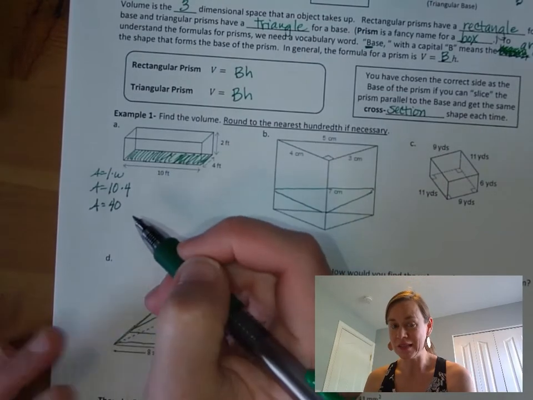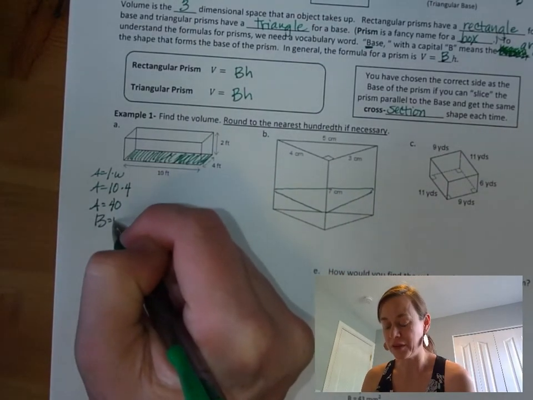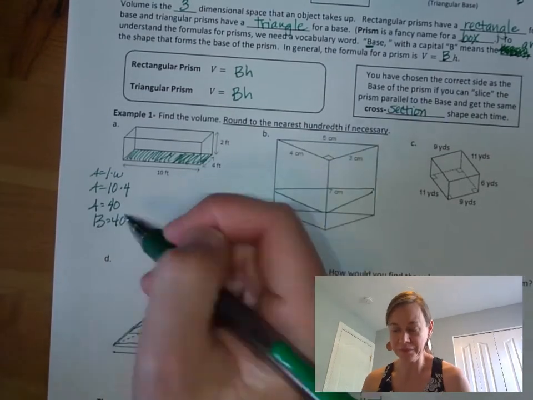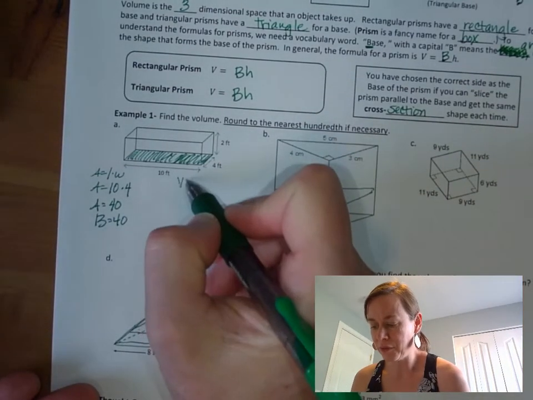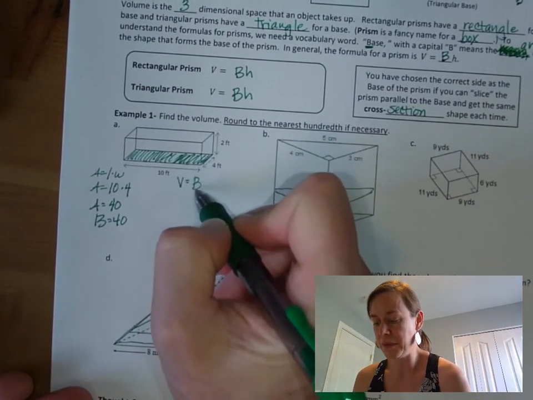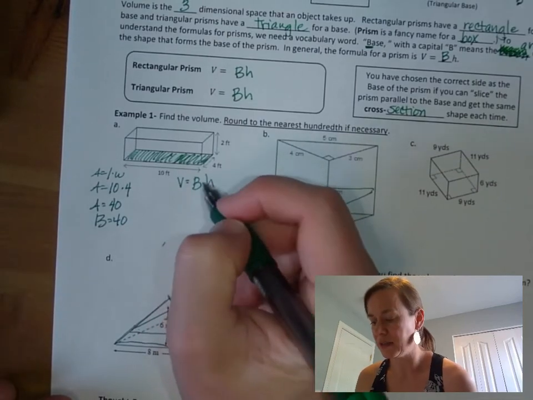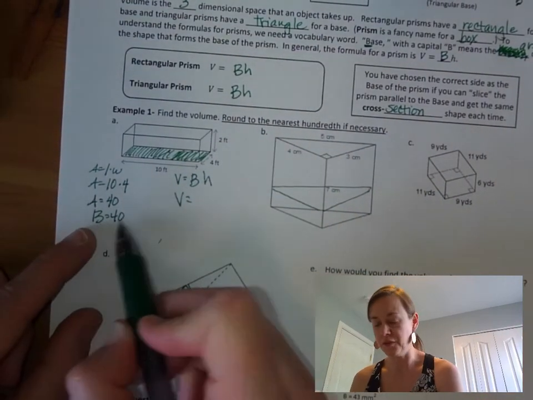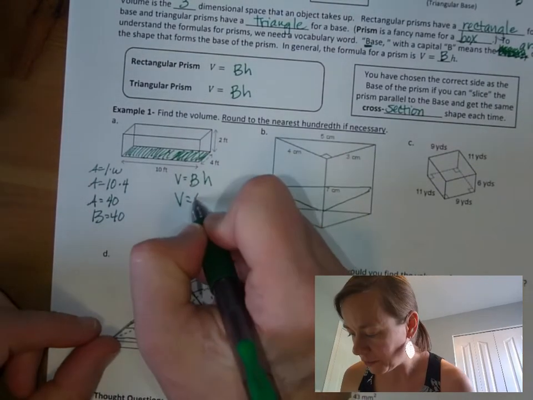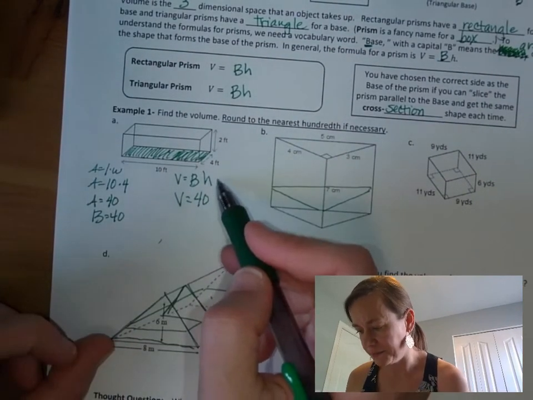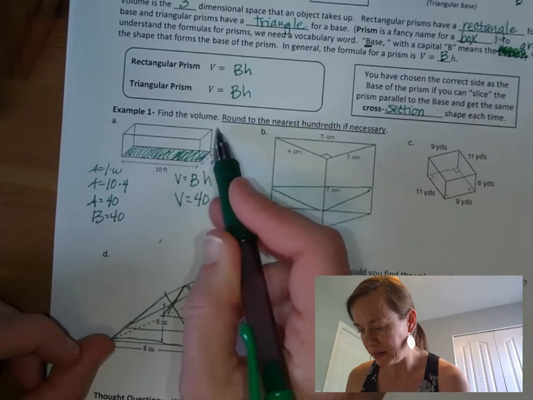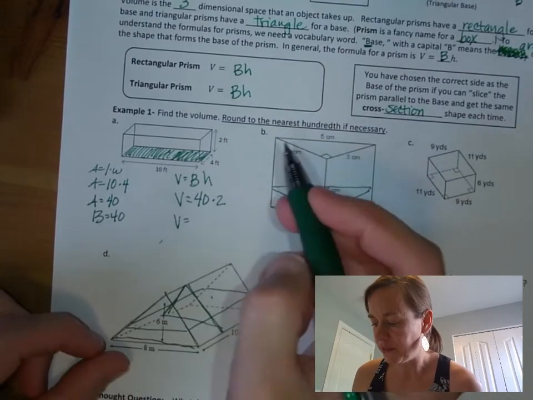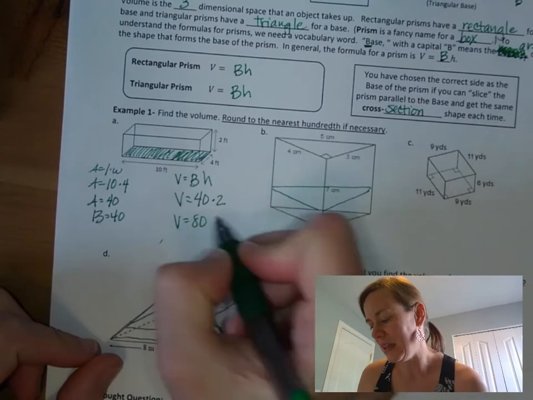So I could also say that capital B equals 40, because capital B just represents the area of the base, right? All right, now the formula we're following is big B, base, times height. So let's plug in what we know. Big B is 40, so we're going to put 40 here. What is the height? Oh, the height up and down, it looks like that's 2. So let's just multiply that by 2. And we're going to get volume equals 80.